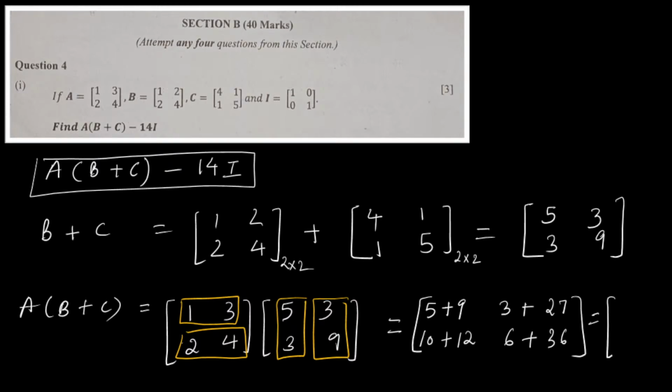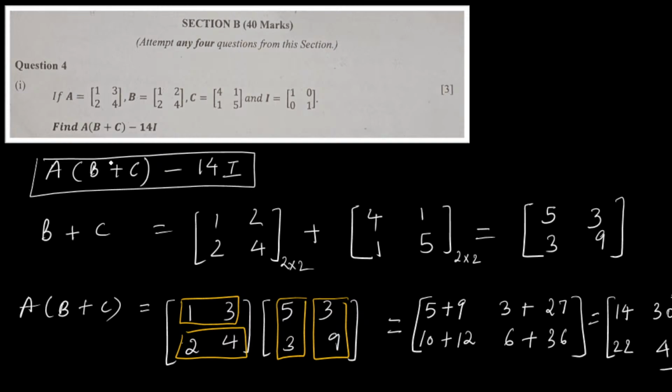So let me add now. 5 plus 9 is 14. 3 plus 27 is 30. 10 plus 12 is 22. 6 plus 36 is 42. So the answer given by Tejas is correct. So A into B plus C we have done.